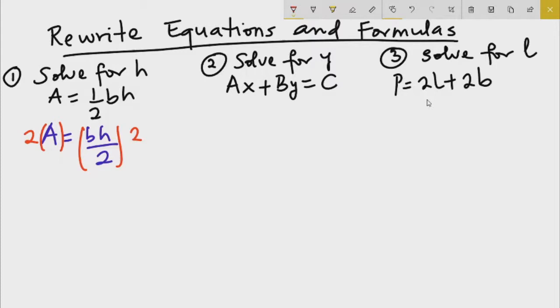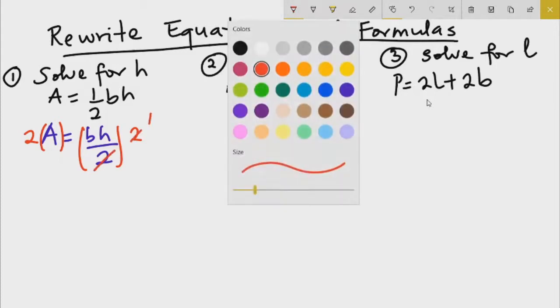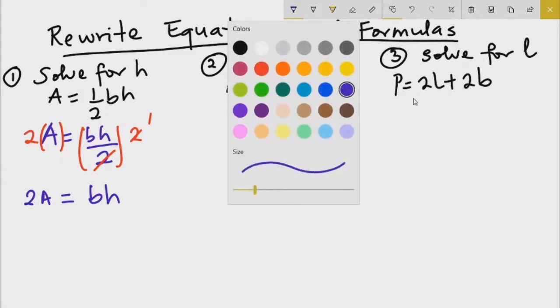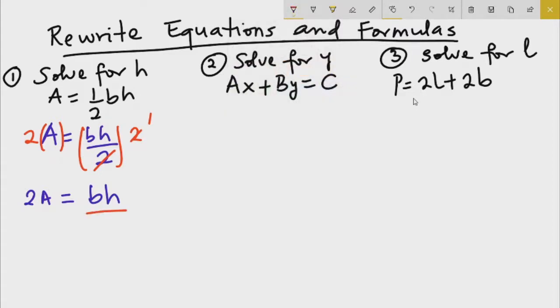So 2 goes into 1. The formula reduces to 2A equals BH. And since we are solving for H, we need to divide both sides by B to get rid of the B. B goes into B, 1. So this reduces to 2A divided by B equals H. And that's it.